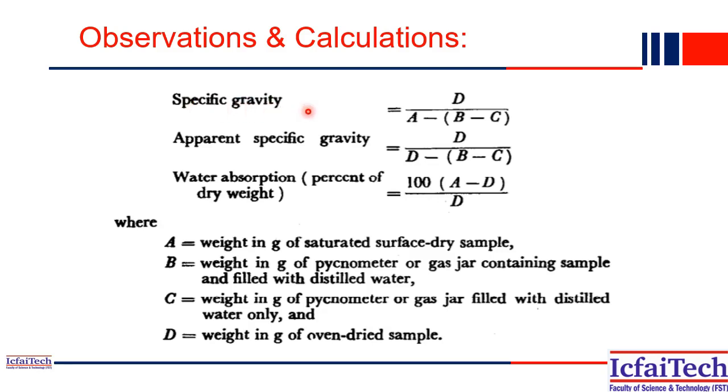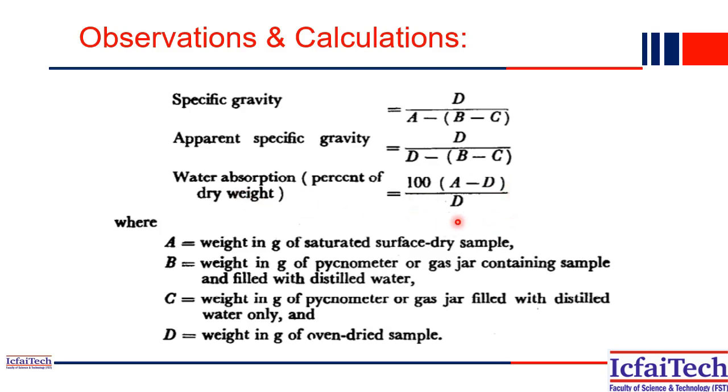So basically these four quantities we have to find out in the experiment, and at the end we'll find out the specific gravity, apparent specific gravity, and water absorption, using this simple formula. You know, right, what is specific gravity? Specific gravity is basically the unit weight of a sample with respect to the unit weight of the same volume of water. Similarly, you have the water absorption also. Water absorption means how much water the aggregate has absorbed.